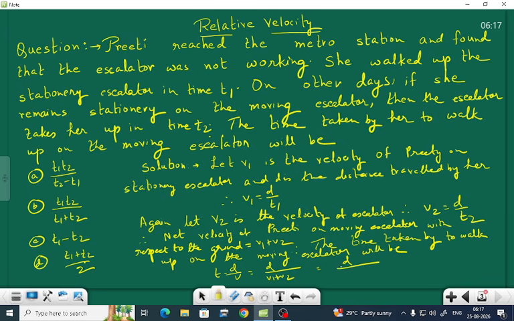And what is the value of v1 plus v2? That is d into 1 by t1 plus 1 by t2. This is the relation. So you are getting the value d t1 t2 divided by d into t1 plus t2. So this cancels, it will be equal to t1 t2 divided by t1 plus t2.